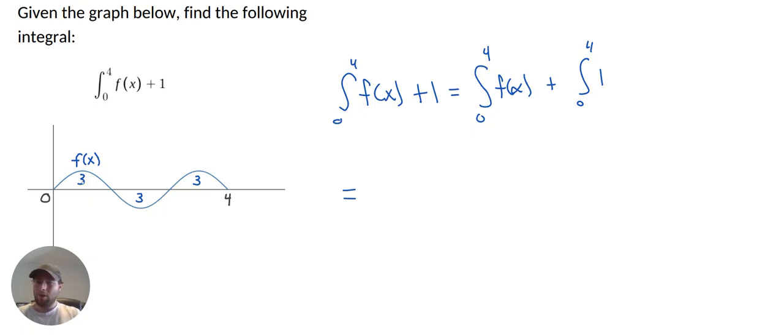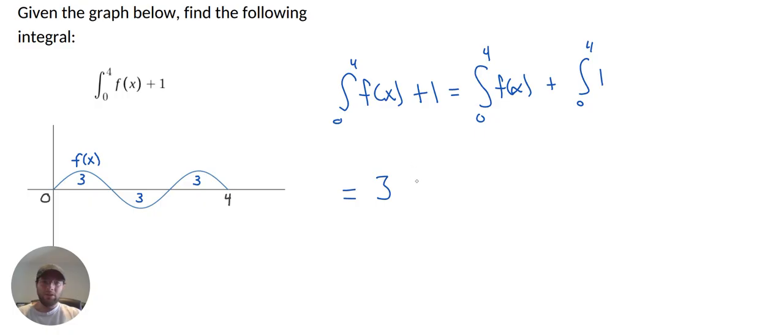So we're going to have a positive 3, a negative 3, and a positive 3. So that's 3 plus 3, which is 6, minus that 3 down here, because we've got to keep in mind that the area under the curve above the x-axis is positive and the area under the curve, under the x-axis, is going to be negative. So adding those up, we get a total of 3.